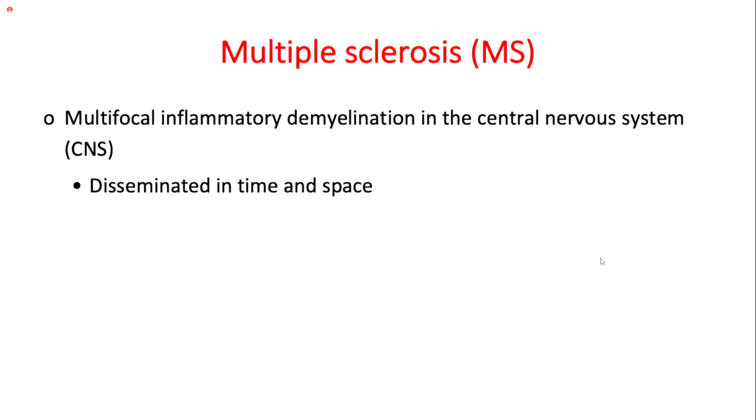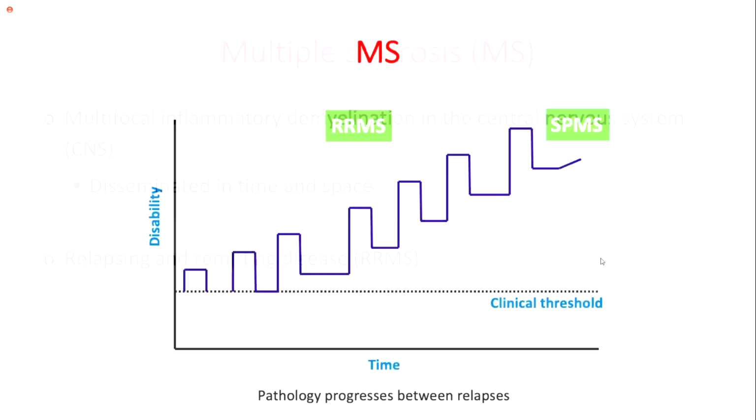So that is multifocal, disseminated in time and space: two different sites in the central nervous system at different times. Now, in multiple sclerosis, the majority of patients are relapsing and remitting. What does that mean? They have relapses, they get better, then they get another relapse, which this diagram shows you beautifully. This is something I drew for you.